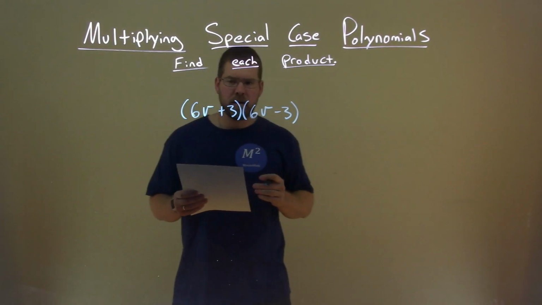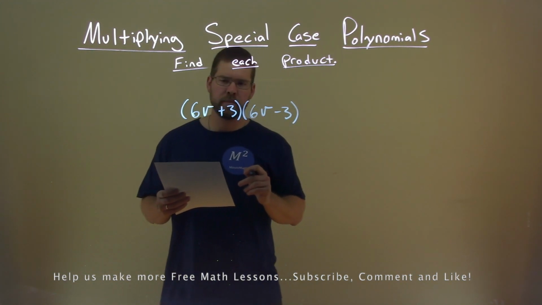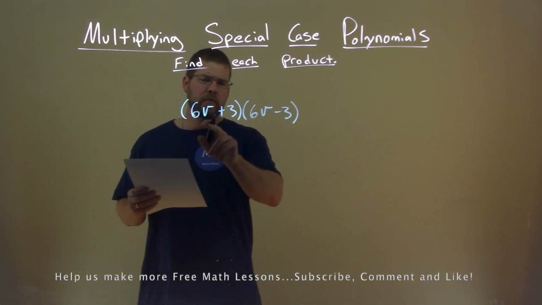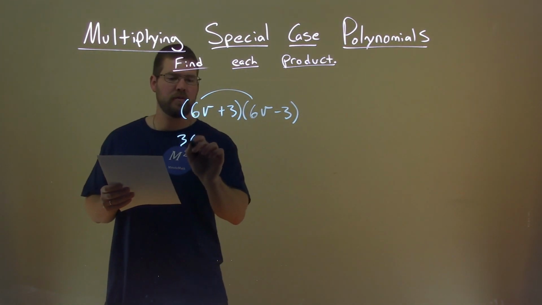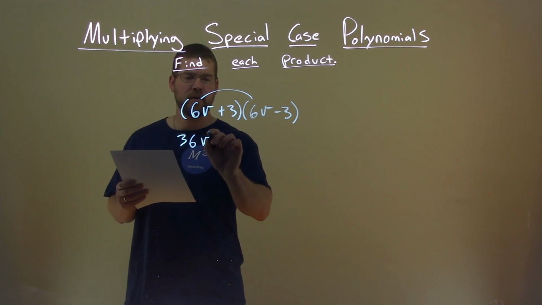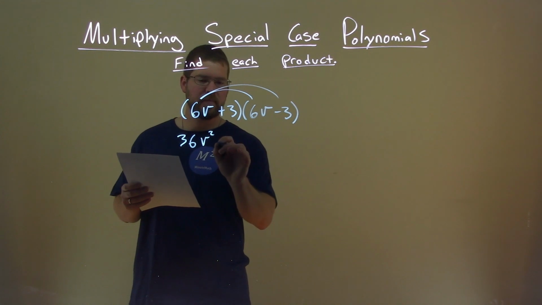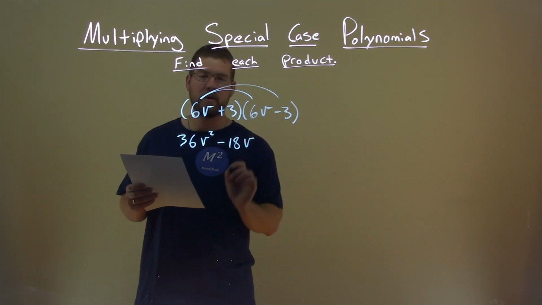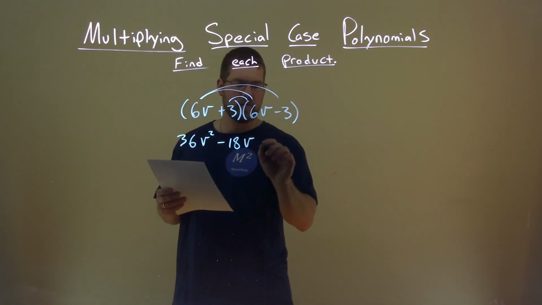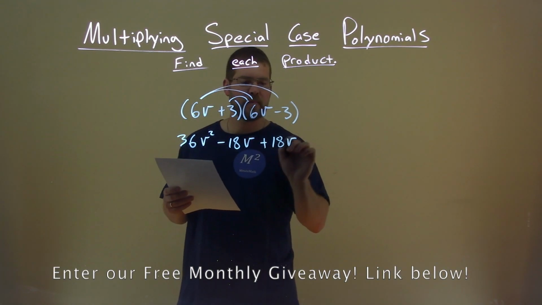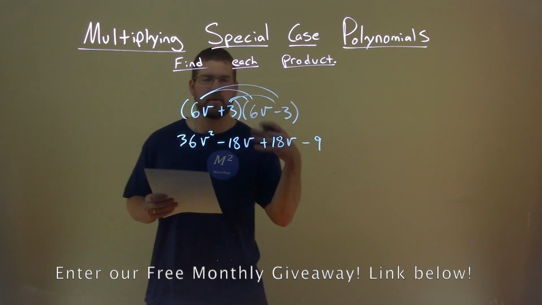I'm given this problem right here. 6v plus 3 times 6v minus 3. And we need to find this product. First step, 6v times 6v. 6 times 6, 36. v times v, v squared. 6v times a minus 3, well, 6 times 3 is 18. So we have minus 18 and keep the v. 3 times 6v is a positive 18v. And 3 times a minus 3, well, that's a minus 9. 3 times 3 is 9.